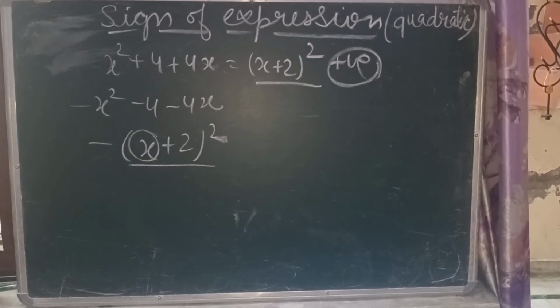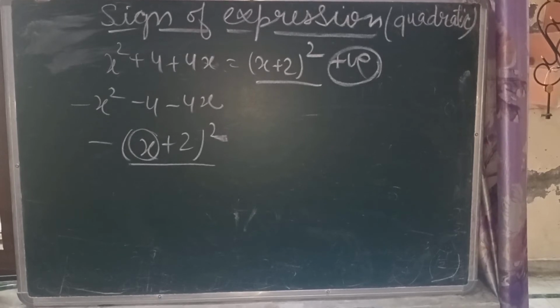So here we are studying the sign of the quadratic function, and we will examine the sign of ax square plus bx plus c in three cases. So we have three cases. Accordingly, we will examine the sign of the quadratic function.